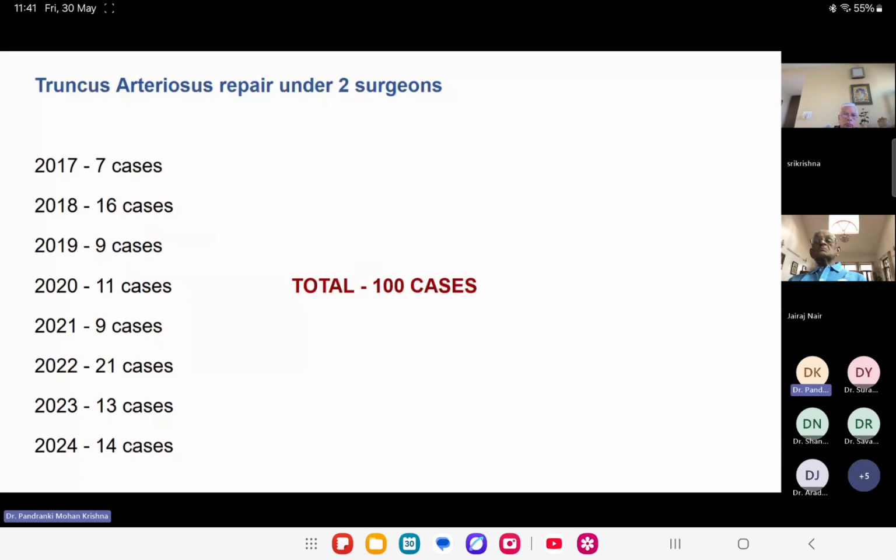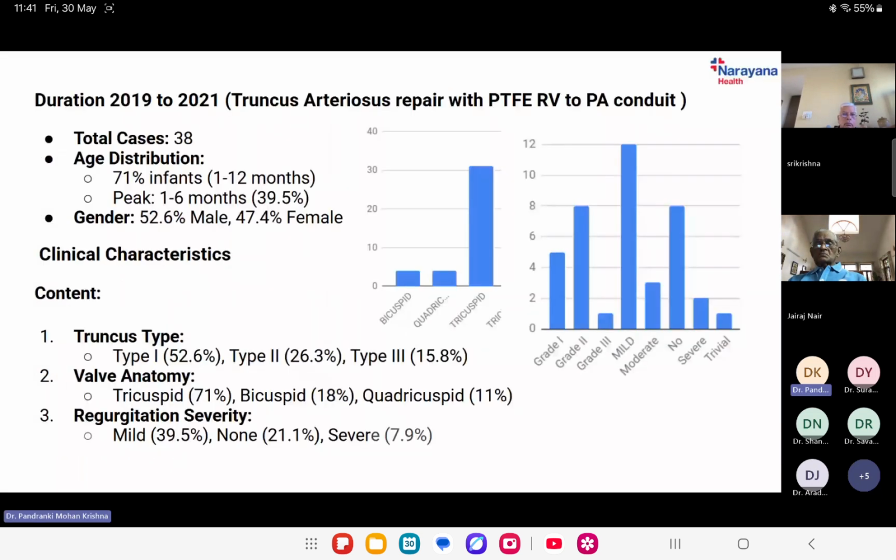Coming to clinical characteristics, type 1 is 52%, type 2 is 26% and type 3 is 15.8%. Valve anatomy: tricuspid 71, bicuspid 18, and quadricuspid 11. Actually, a little different from the outside statistics. Regurgitation severity: mild in 39, none in 21, and severe in 7.9%.